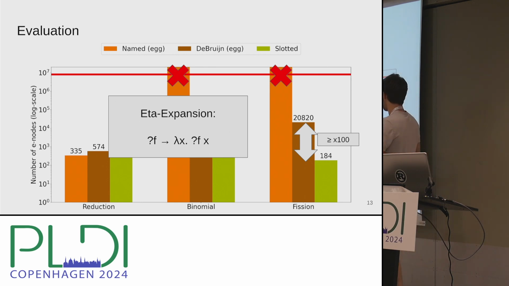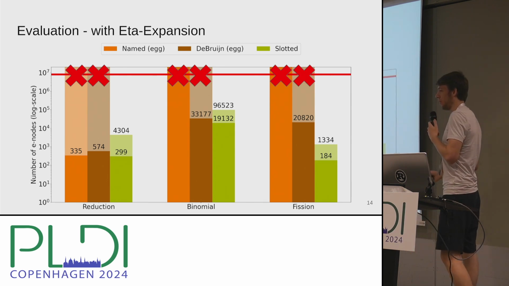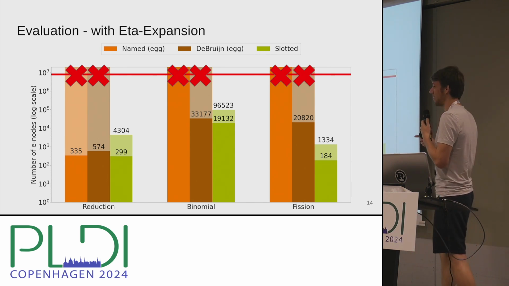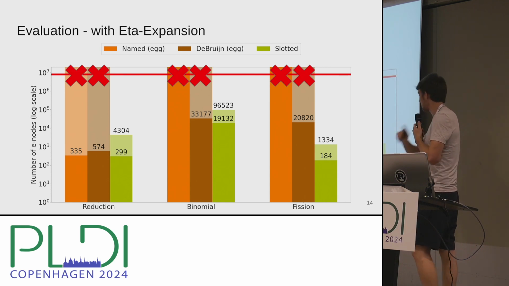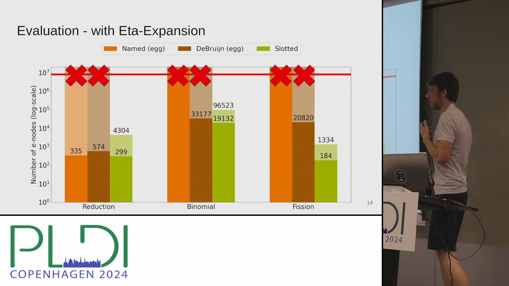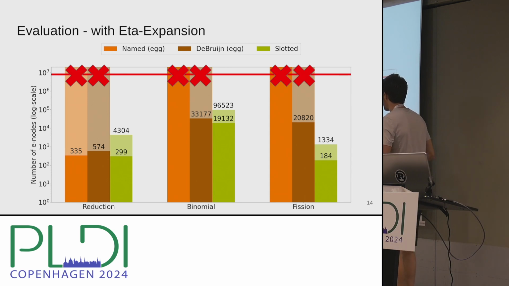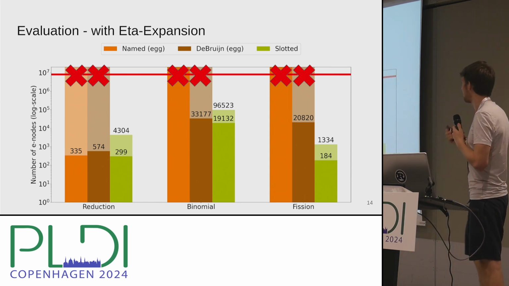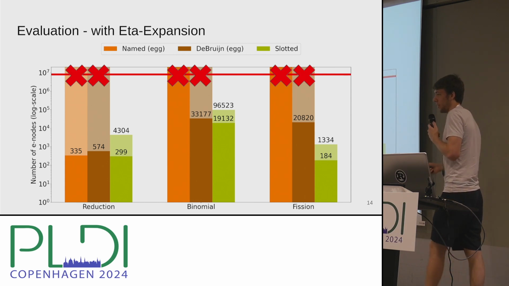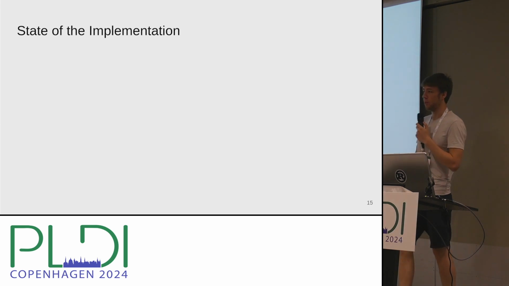And now if we do this, we see named and De-Bruijn are not able to solve any problems at all, because in both cases, these creations of new binders are destroying everything, pretty much. And slotted, I mean, there's still a notable cost, but you see it's able to cope much, much better with this introduction of new binders. It's doing all right, I think. So yeah, I think really introducing and removing binders is the problem that sets De-Bruijn and slotted apart.